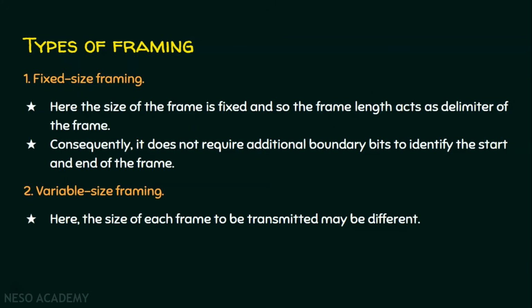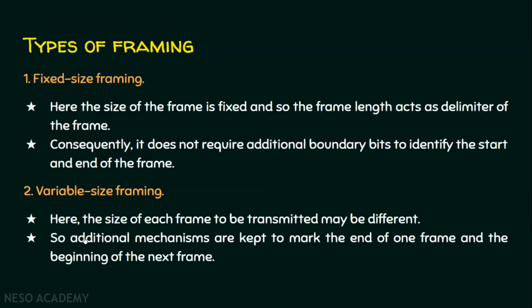I hope you can recall what we have seen in the previous lecture: the start of the frame and the end of the frame help the receiver to construct the frame. So additional mechanisms are kept to mark the end of one frame and the beginning of the next frame. In fixed size framing, we need not maintain any such start or end of the frame, whereas in variable size framing, we are required to maintain the end of the frame and the beginning of the frame. This will help us to construct the frames without framing errors. And that's it about the types of framing.